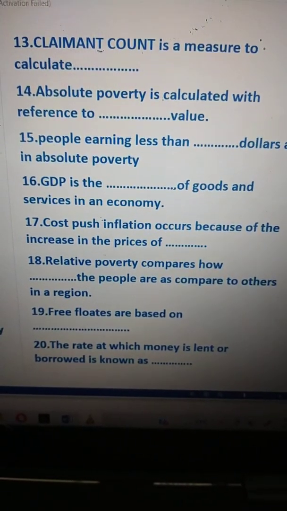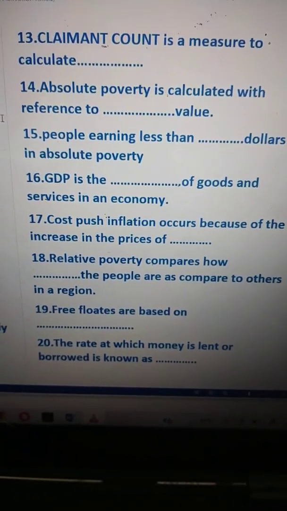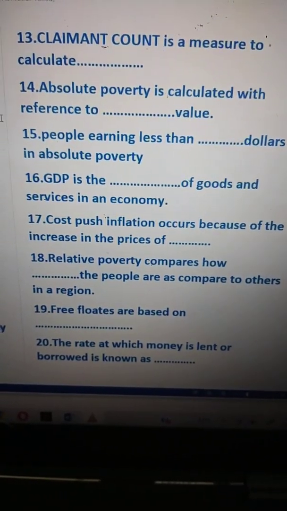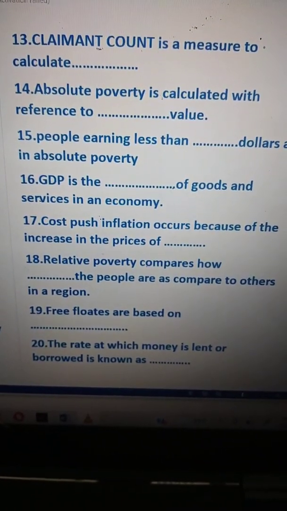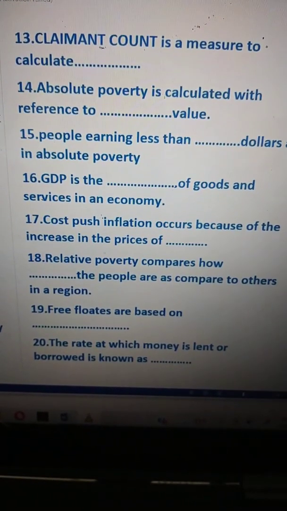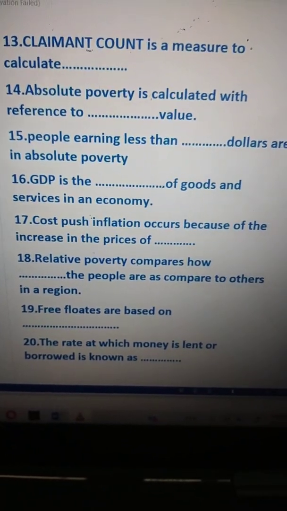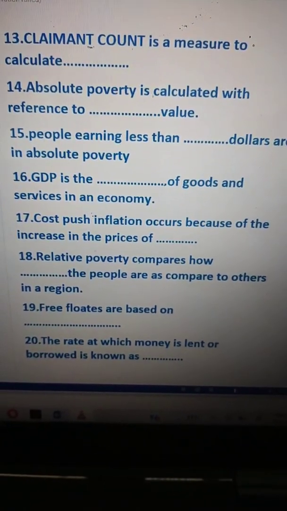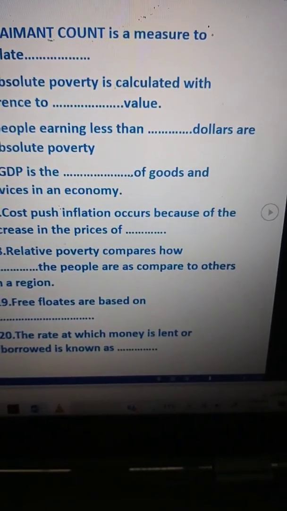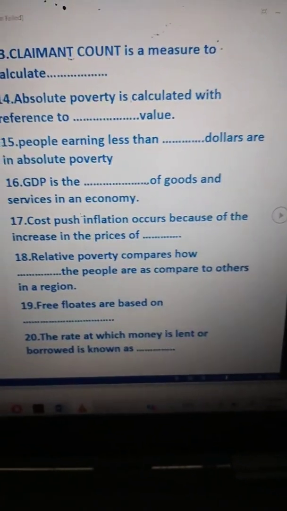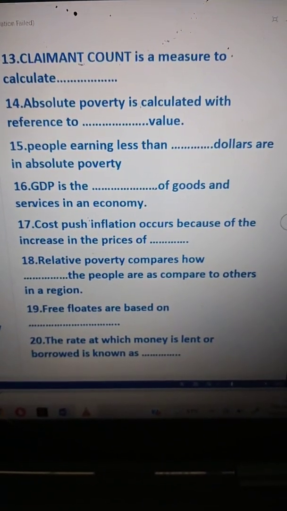So the details are given in the notes, so you can go through the chapter of unemployment and you will find very solid details on these. So number 14, I was telling you that it was the threshold value, which is the answer. Number 15, people earning less than dash dollars are in absolute poverty. Anyone, what is the answer?